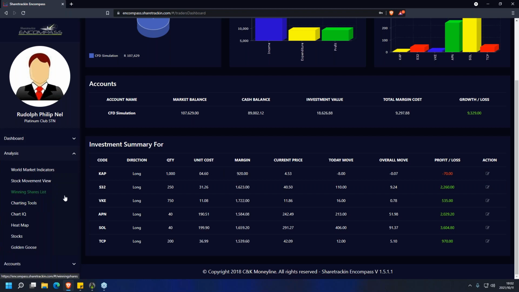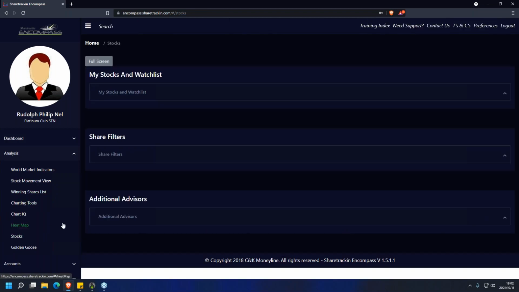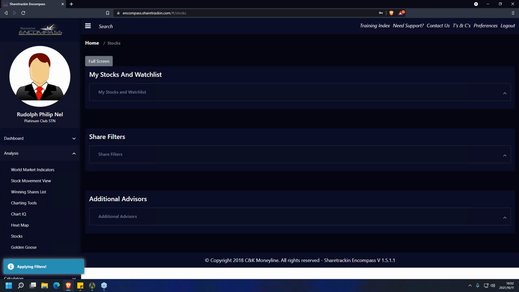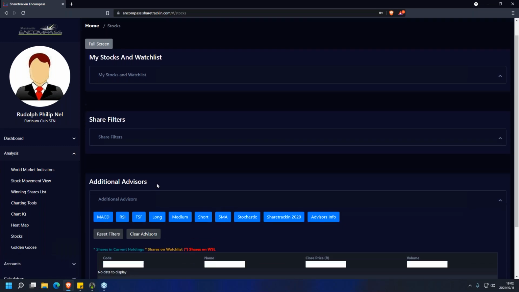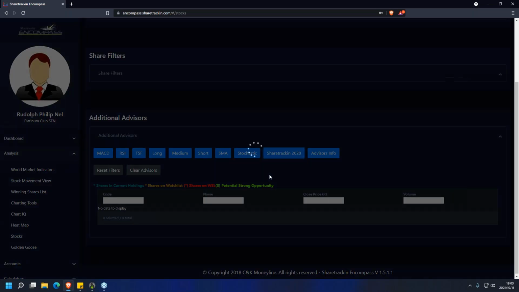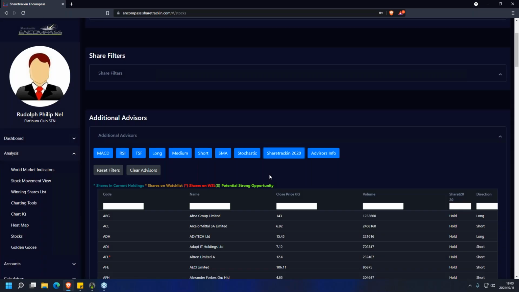Now, underneath the analysis, you will see that you have your stocks, and the same way that you do your filtering for your investments, you go to the additional advisors. Under the additional advisors, you have the Sharetrackin 2020 advisor. You can still use the old method of using the long and the stochastic, or the long and the RSI, that we went through in Basic 2. But the Sharetrackin 2020 just makes it so much easier to find your shares, to see if those shares are in a long or in a short. Can you trade them upwards or can you trade them downwards?